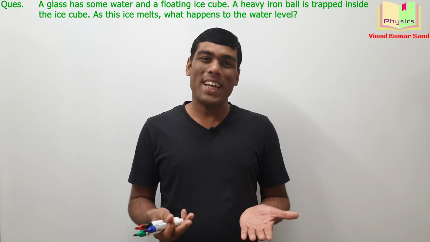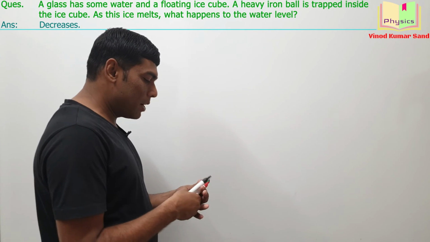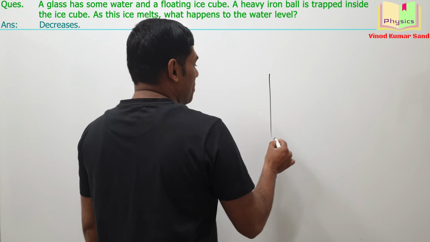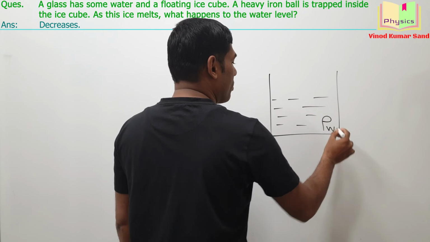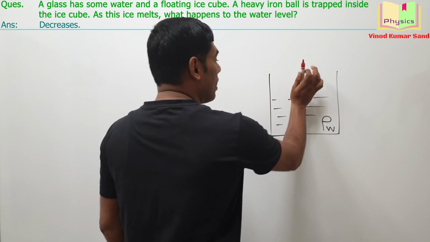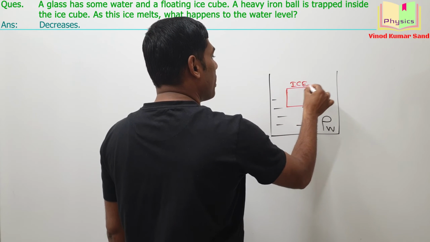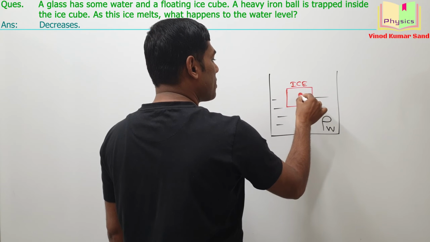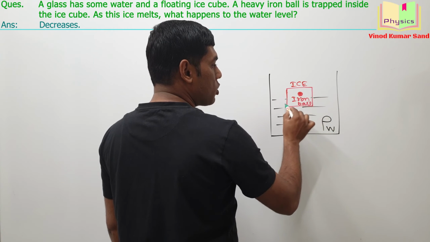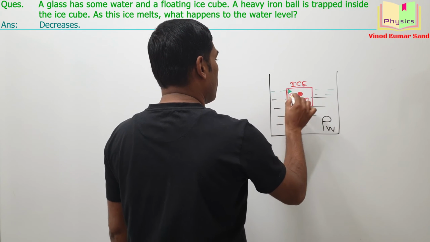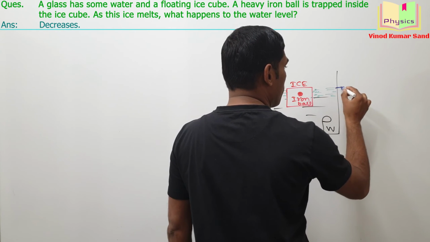I hope you got the correct answer, which is that the water level decreases. Let's see the explanation here. Suppose this is the beaker containing some amount of water. Water has the density rho water. Later on, we drop the ice cube here, and this time the ice cube has a heavy iron ball inside it. When we drop the ice cube here, it displaces this much amount of water, so that water will appear here. Got it? So here is the initial water level.